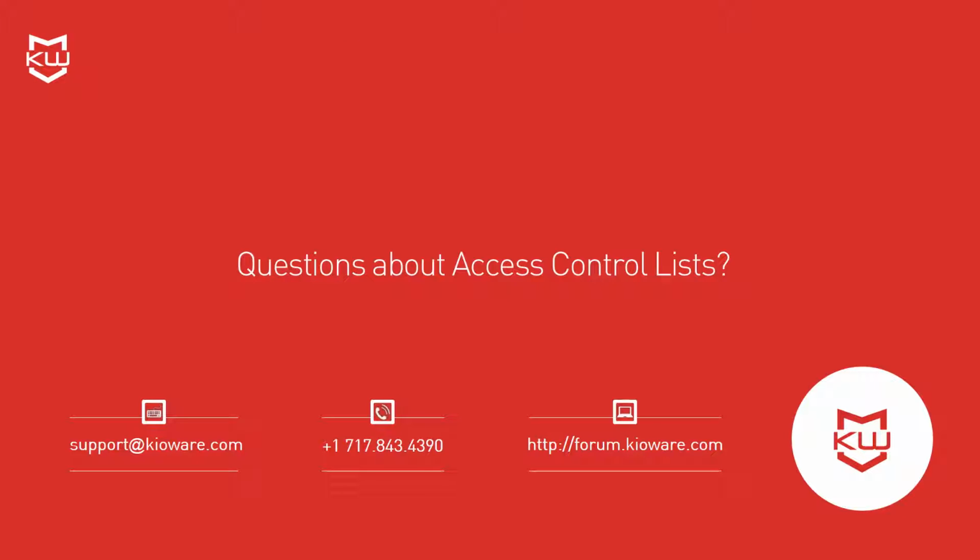The Browsing Access Control List is a valuable tool you'll likely need to use to get the most out of KioWare's lockdown functionality. If you have any questions about ACLs, just contact us and we'll be happy to help.